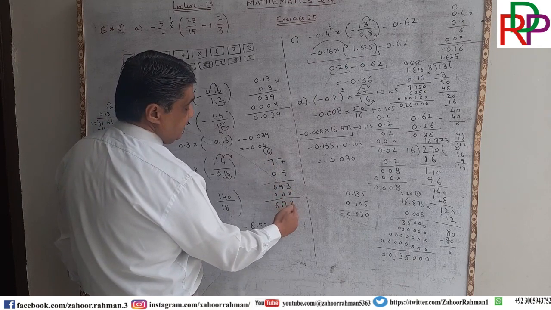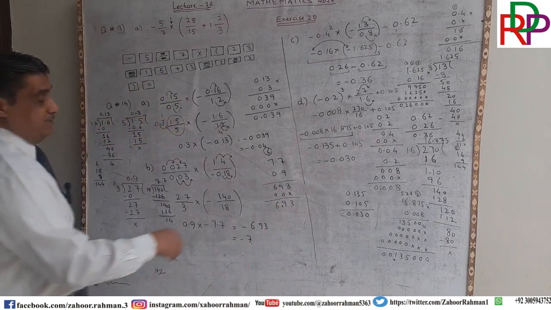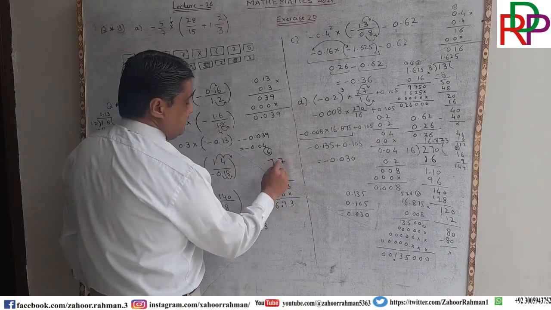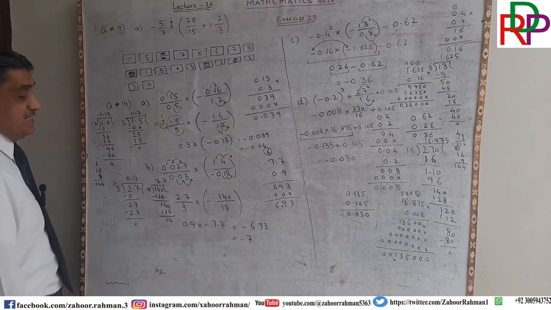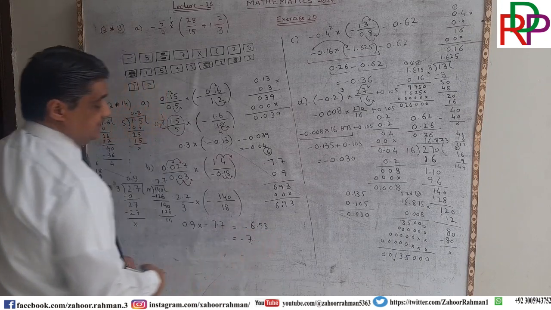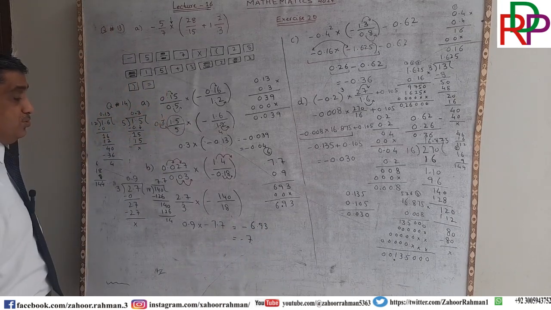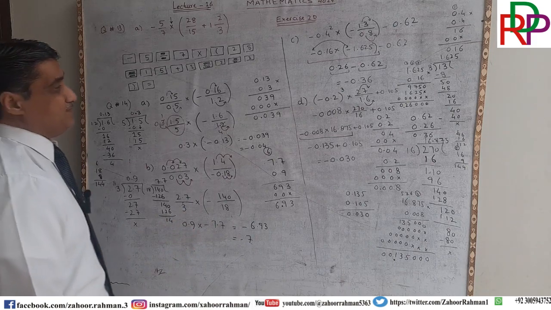When we add, this will yield 3, this will be 9, and this is 6, because after the decimal there are 2 digits, so after 2 digits we have to put this decimal symbol, so it will be minus 6.93, which is nearly equal to 7, and that will be minus 7.